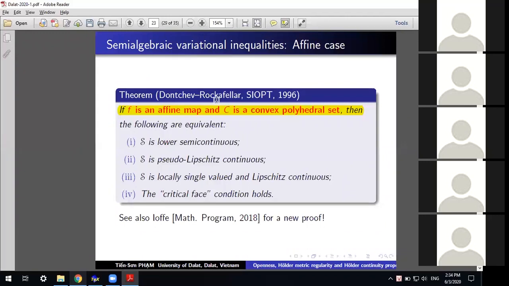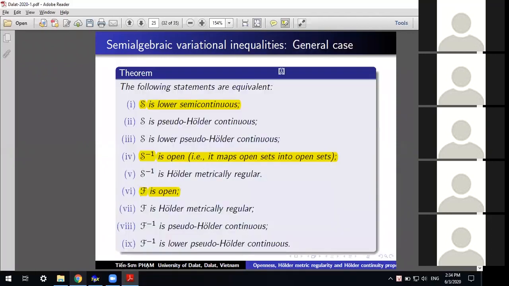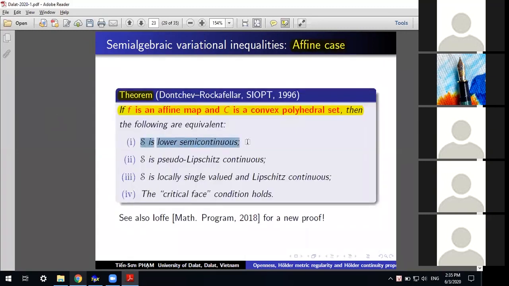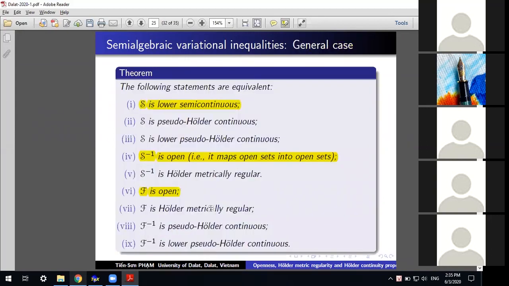In the general case, moreover, you can see in this theorem that S is lower semicontinuous, which is equivalent to pseudo-Lipschitz. This is the R^5 case, but in the general case we need to change Lipschitz to Hölder.